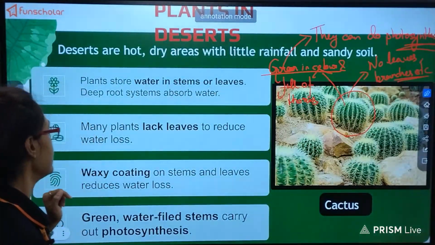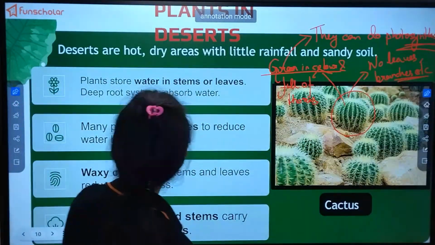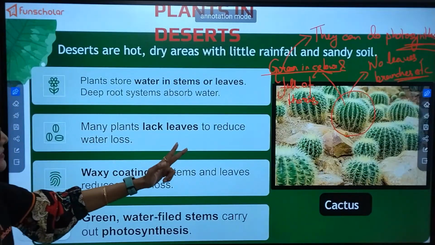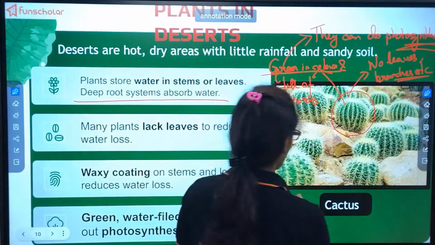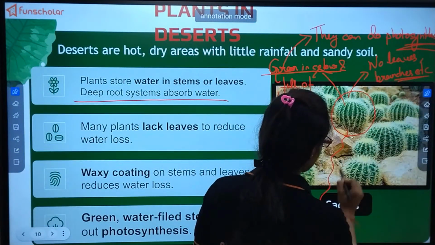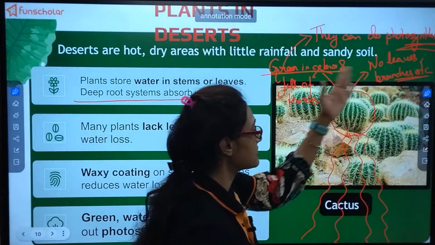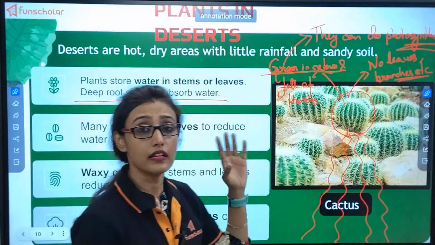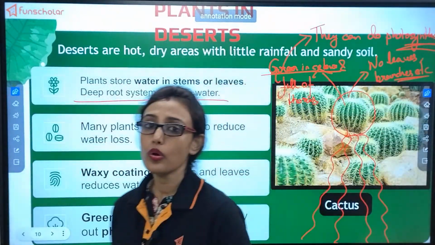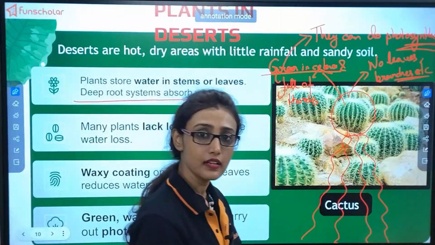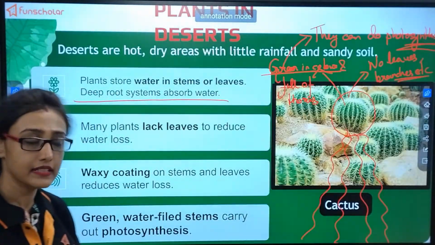Okay, now how do this type of plants survive without leaves, without branches? So let us find out how. Plants store water in stems or leaves. Deep root systems to absorb water. Why they need deep root system? Over here the root is very deep. Why? Because this is an arid place where rainfall is very low. So they have to search for water, and to search water they have to dig very deep.